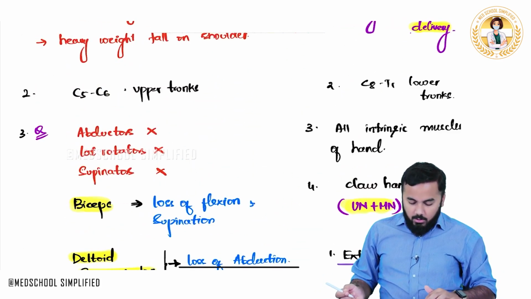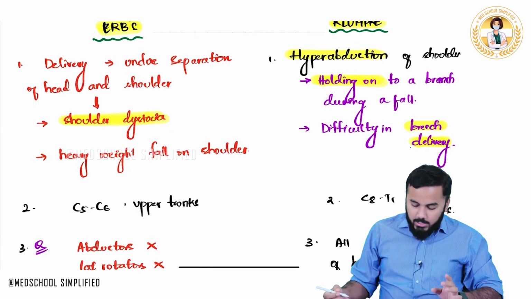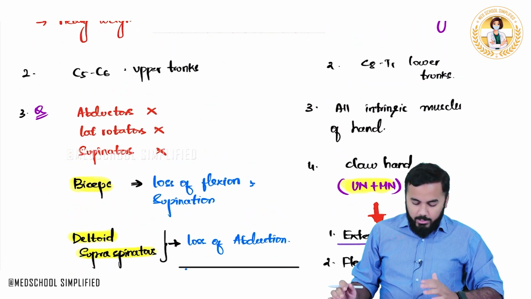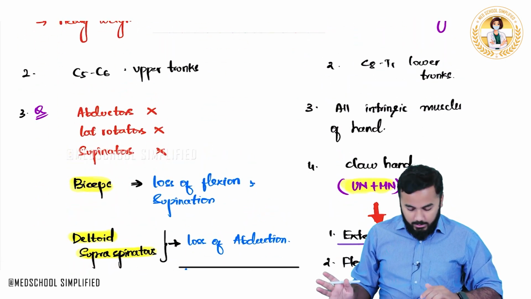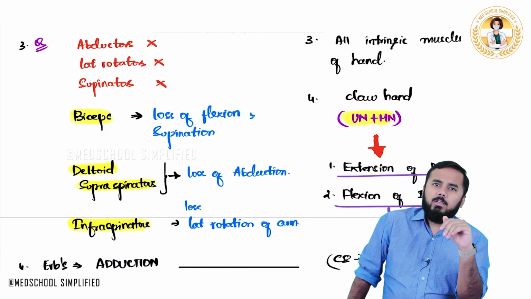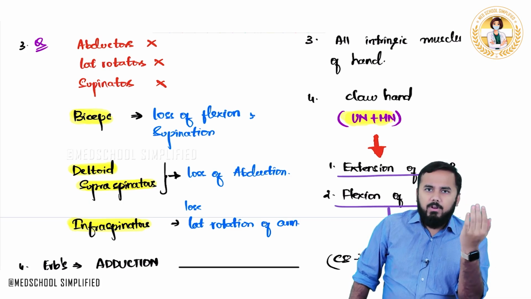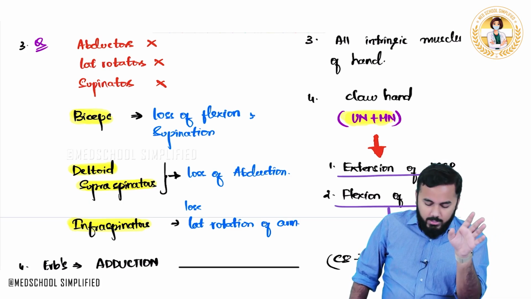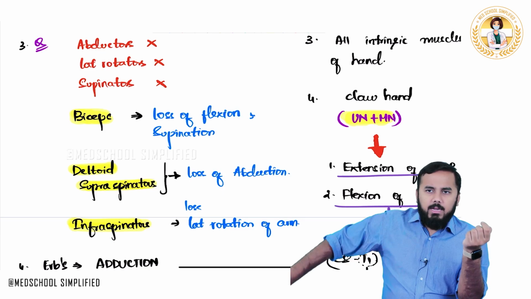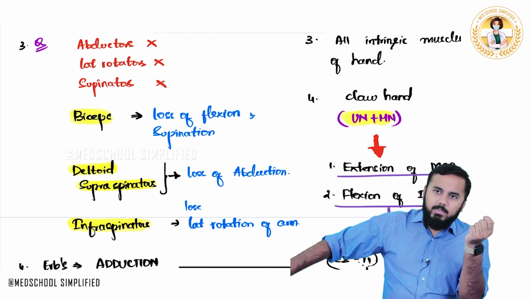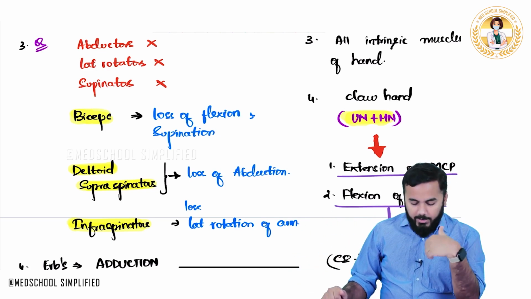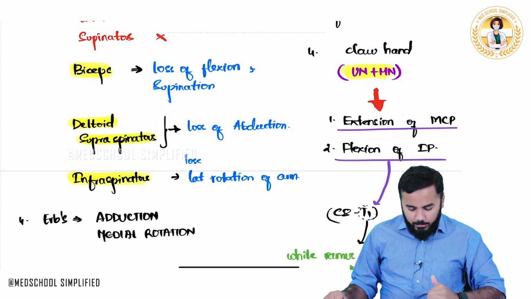And we are done with the discussion of Erb's as well as Klumpke's, guys. The first important point we discussed was the reasons. Here there are two reasons. Next, upper trunk C5, C6, lower trunk C8, T1. Third, remember the position of the patient, and that will tell you which muscles are not working. Abductors are not working, so the patient is adducted. Lateral rotators are not working, so the hand is medially rotated. Supination is not working, so there is hyperpronation in this patient, right? Here all intrinsic muscles of the hand are involved. And here the muscles involved are biceps, deltoid, supraspinatus and infraspinatus.